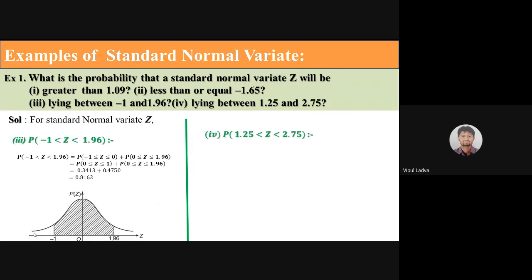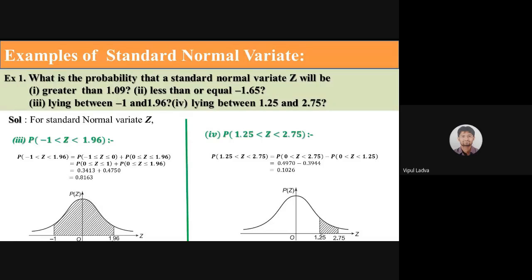Now see, here I discussed all the cases separately. That was a positive value greater than one, a positive value less than one, a negative value, then between one negative and one positive. Now I am taking the probability between both positive values, 1.25 and 2.75. So this will be the presentation in the normal graph, 1.25 to 2.75. For the region between them, what will we do? We identify 0 to 2.75, then subtract 0 to 1.25. We discussed this example too. That will be the solution.